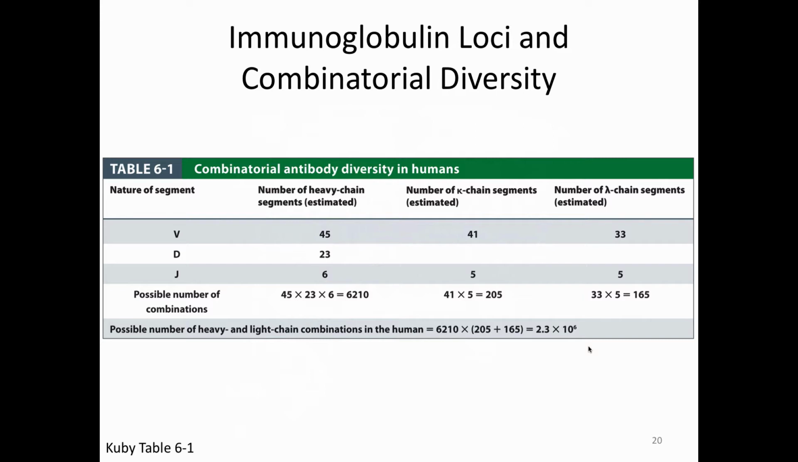And then we've got kappa or lambda light chains. We can get 205 different kappas and 165 different lambdas. So if we multiply the heavy chain number by the light chain number, combinatorial diversity gives us 2.3 times 10 to the 6th different antibodies off of, what is this, less than 6,500 mini-genes. So it's 6210 plus 205 plus 165 pieces of DNA gets us over 2 million antibodies. So this combinatorial diversity is really working out for us in terms of saving on genes, getting a big diversity.